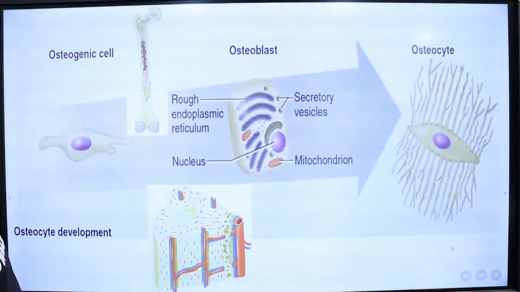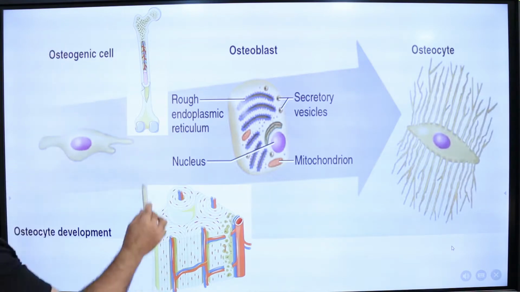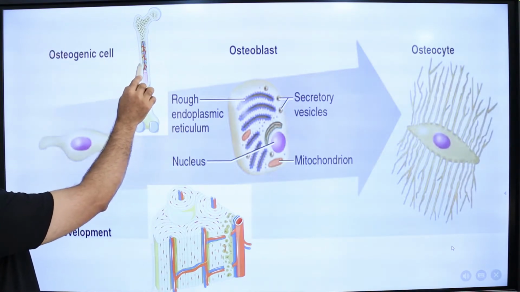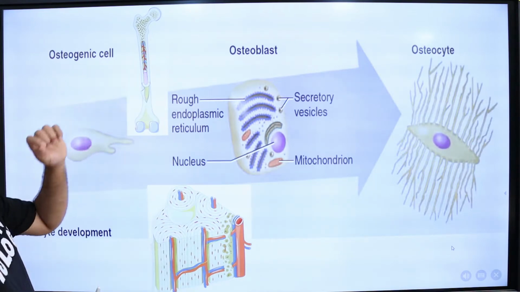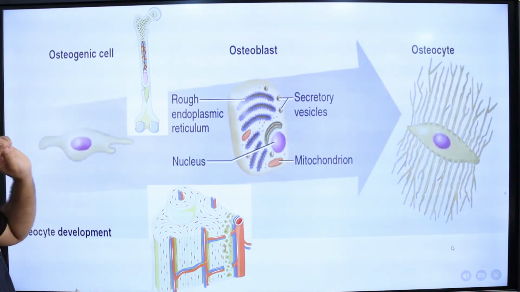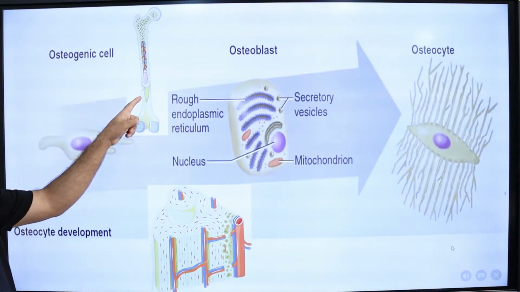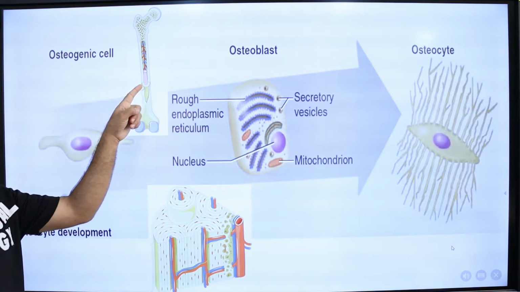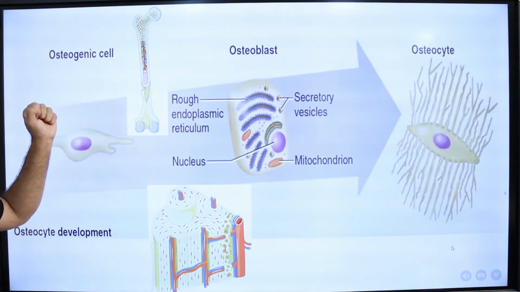This is the long bone, and long bone is composed of compact bone and spongy bone. Inside the compact bone, there is a cavity which is called medullary cavity, and the inner lining of this medullary cavity contains osteogenic cells. Osteogenic cells are also present in the inner lining of periosteum. Periosteum is a layer of fibrous connective tissue that covers the long bone.